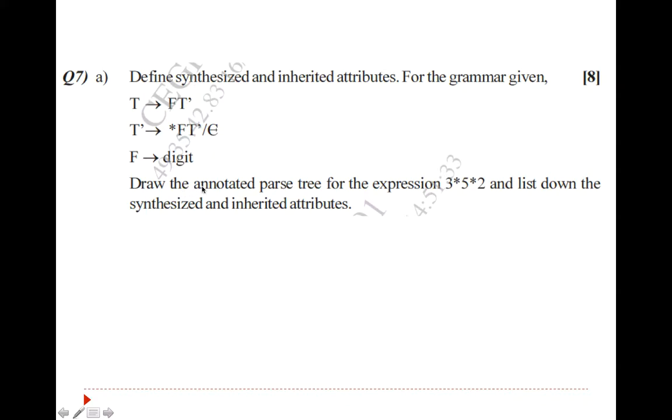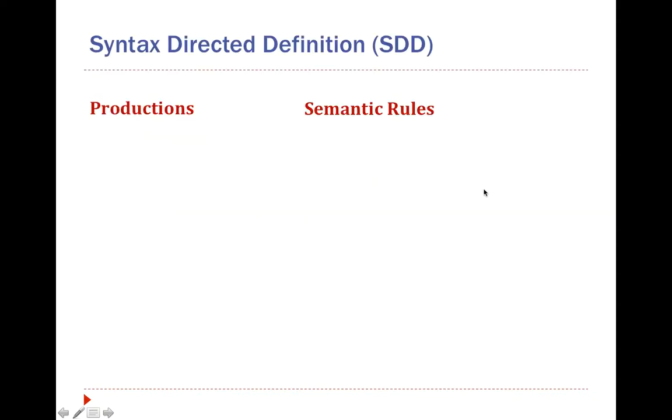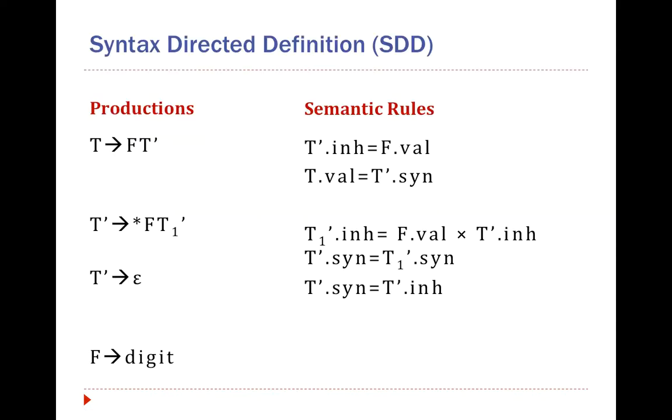For this grammar, draw the annotated parse tree for the string 3 multiplied by 5 multiplied by 2. This is the same example which we have discussed before. Once again, for this grammar, T gives FT dash, T dash gives star FT dash and null, and F gives digit. We have to draw the annotated parse tree for this string. Here is the syntax directed definition, SDD, which has a context free grammar along with the attributes and the semantic rules. Now we'll be using this to find the annotated parse tree.